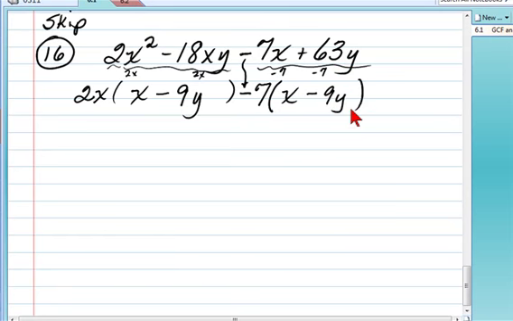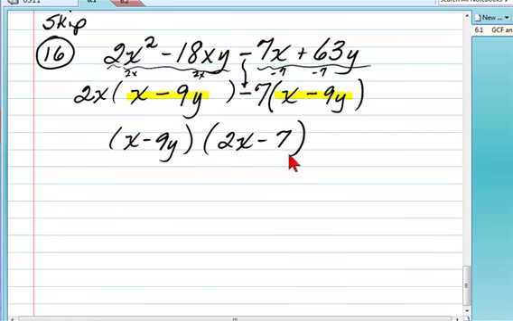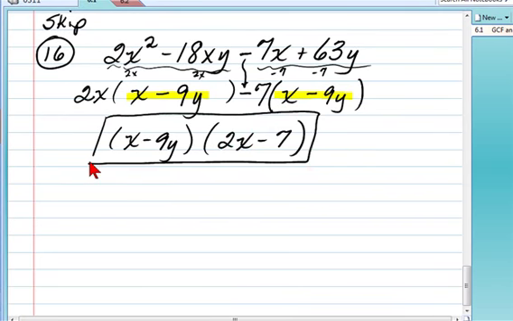Did it work out right? Yes. And so I call this self-checking. You know if you did it right because those two binomials in the parentheses will turn out to be the same. So what are the factors? X minus 9y times 2x minus 7. And what would you use to check it if you wanted to check it? FOIL. You would use FOIL. And I'm not going to check this one.